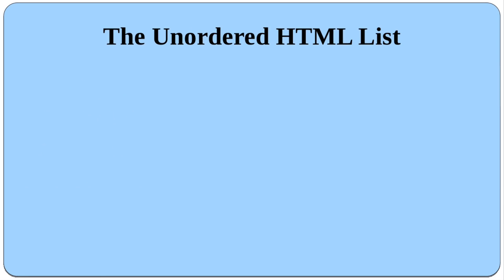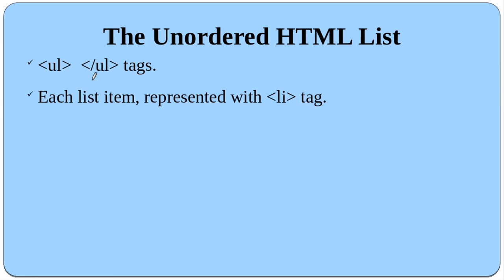The unordered HTML list. In order to implement an unordered HTML list, we use the UL tag. It contains a closing tag. We need to close the tag with /UL. Each list item is represented with the LI tag. The LI tag also contains a closing tag. We need to close this using /LI.